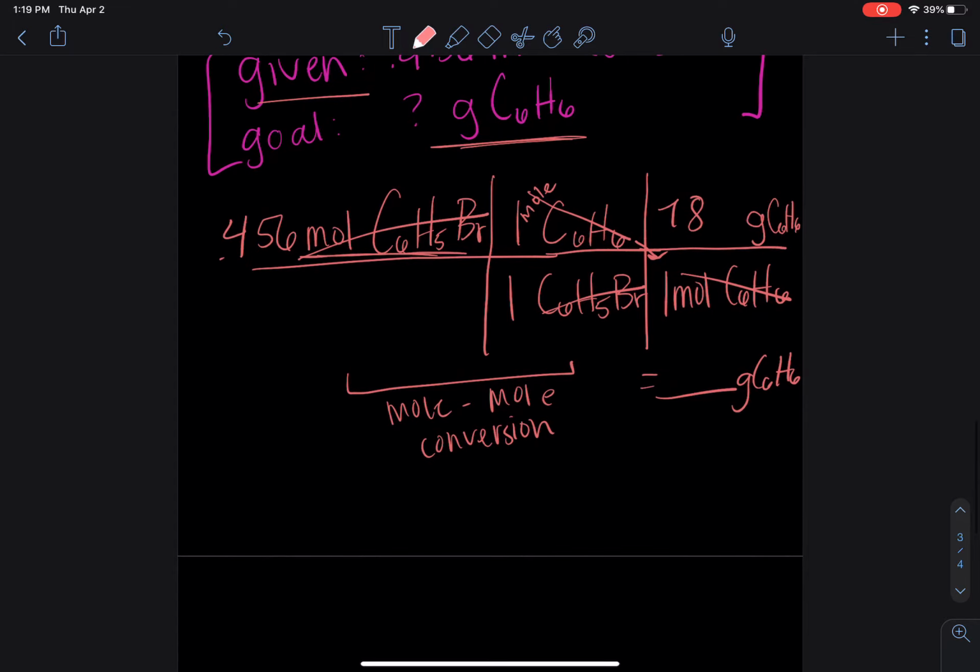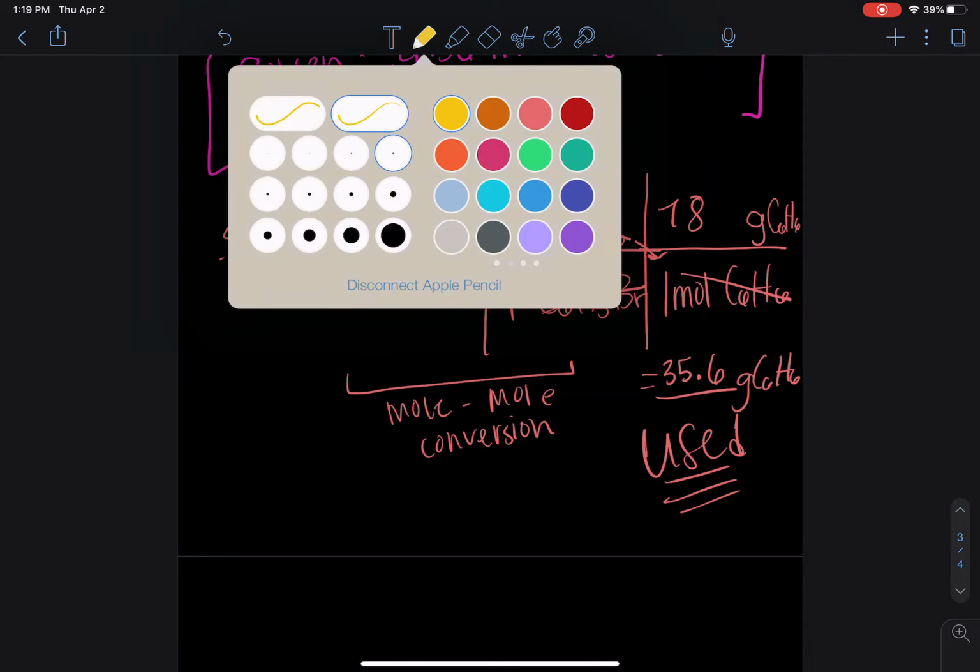And remember, this is how much was used. So let's do the math on that. That's going to be 0.456 times 78, and this is 35.6 grams. So now that we know how much we used, we can plug this back in.